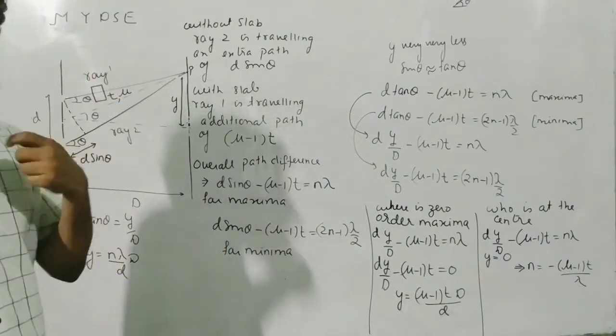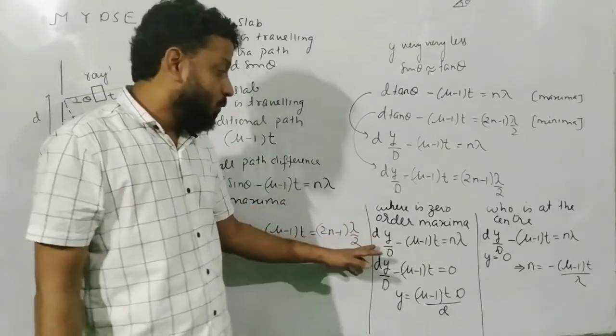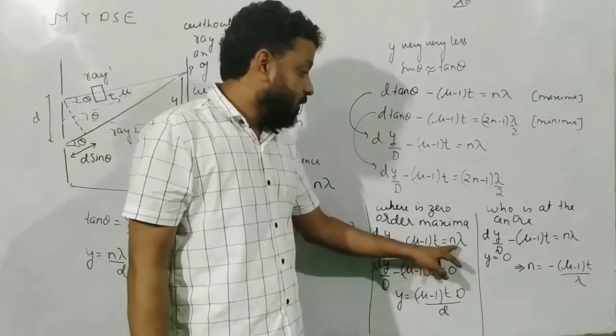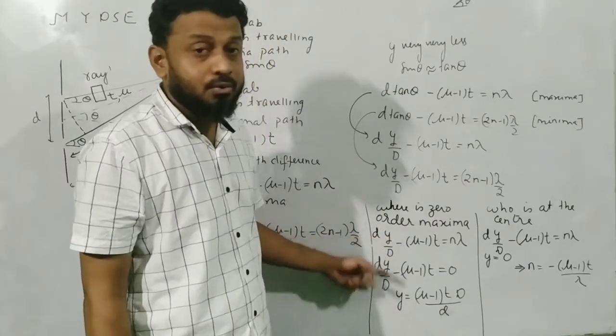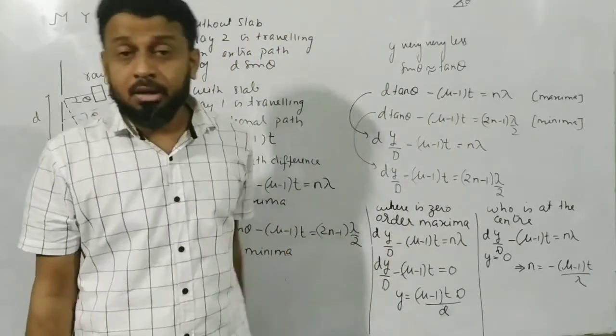So if you are looking for zero order maxima, then in your equation of path difference, you will put n equal to 0 and you will locate it where it is. The value of y will give you the position of zero order maxima.